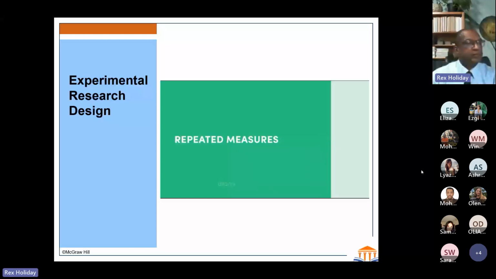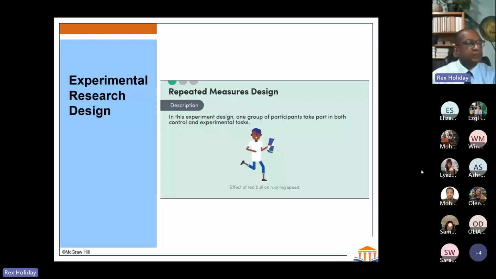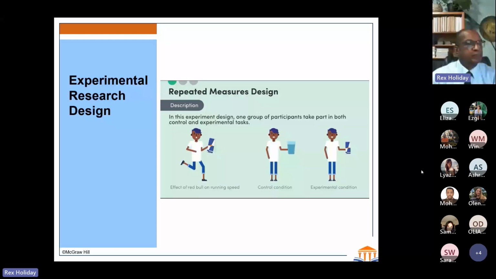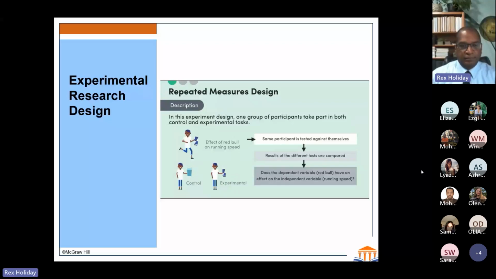For this experiment, you have one group of participants who take part in both the control and experimental tasks. If you were looking at the effect of Red Bull on running speed, the participants would take part in the control condition, where they run after downing a pint of water, and then they take part in the experimental condition, where they run again after a whole can of Red Bull. So here, you're testing the same participant against themselves and comparing the result to see if the dependent variable, the Red Bull, had an effect on the independent variable, their running speed. There are pros and cons to running your experiment this way, so let's look at our evaluation.